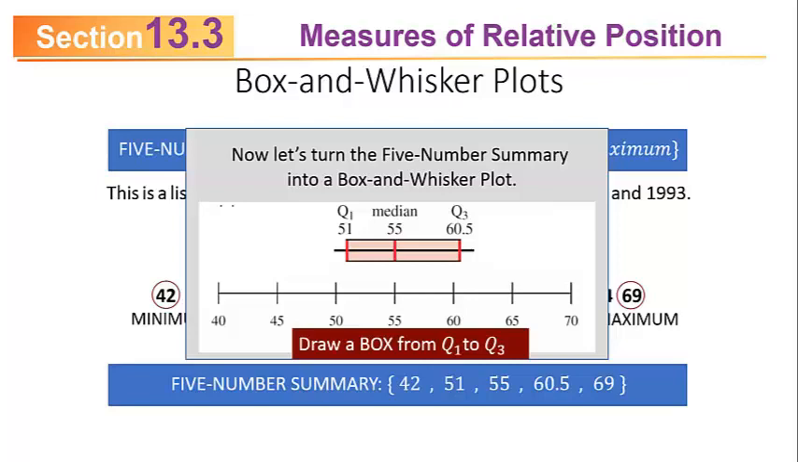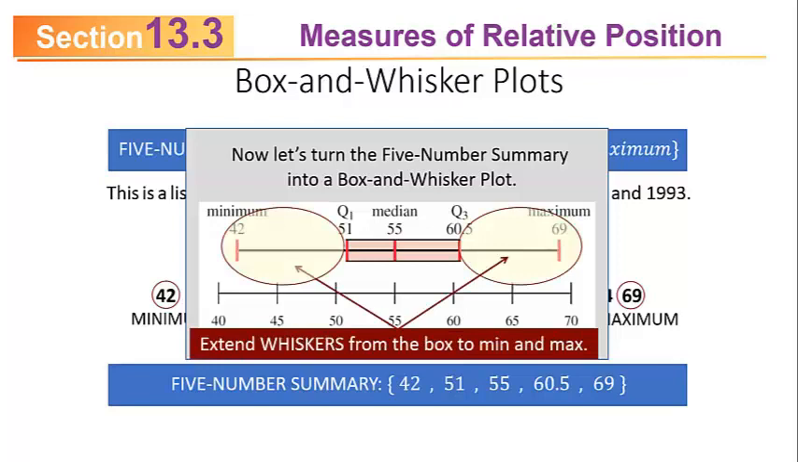So the box, or the rectangle, has one endpoint at Q1, that's the 51, and the other endpoint at Q3, which in this case is 60.5, and of course the median falls somewhere in that rectangle. So do that first. Make your little box or rectangle with the left-hand part of the box being Q1, the right-hand part of the box being Q3, and it will automatically include the median. And then you put your whiskers on.